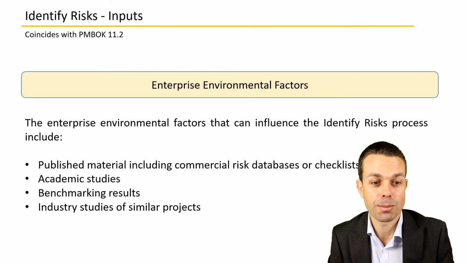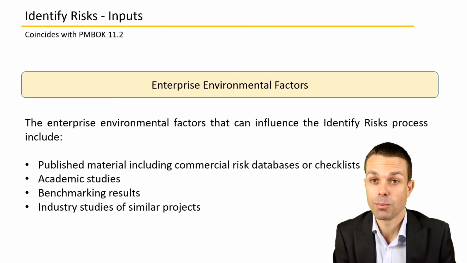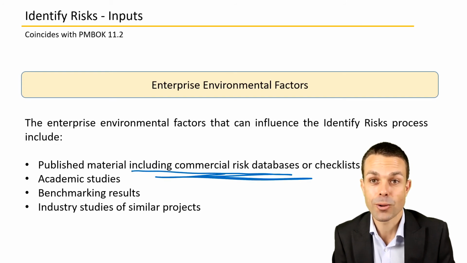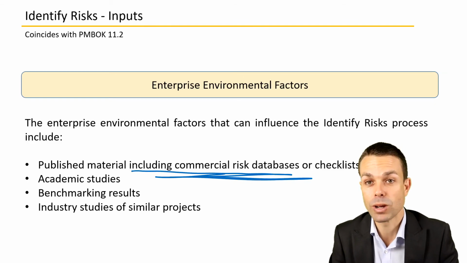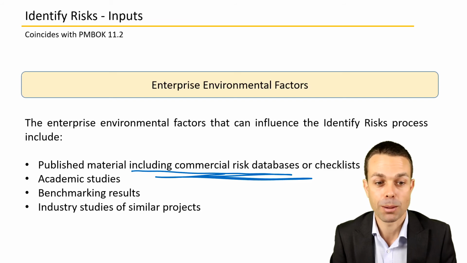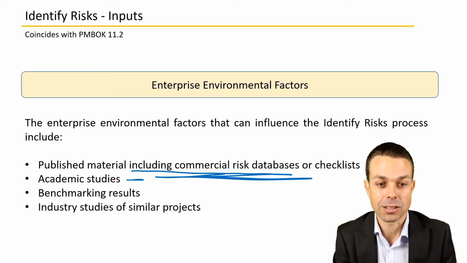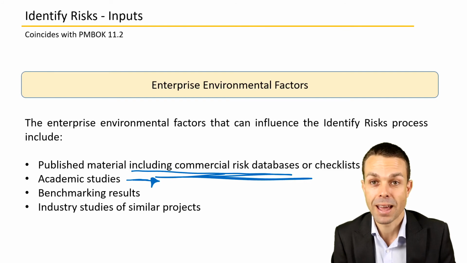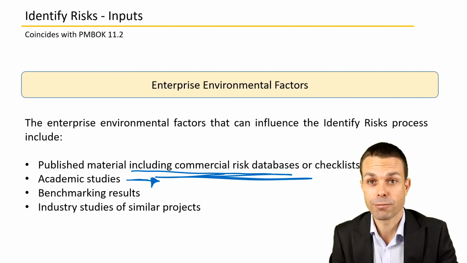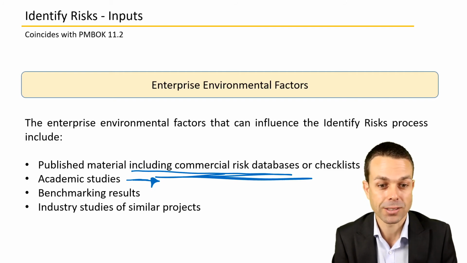And enterprise environmental factors, of course, that might influence identifying risks could be published material, including commercial risk databases. So are there any existing risks out there that there's a database of that we know about that could be an input for our process? Academic studies. So now, do we need to know the impact of something, and has there been a study on this done out there in the real world as well? So then we can just gather that information instead of having to go through it ourselves.